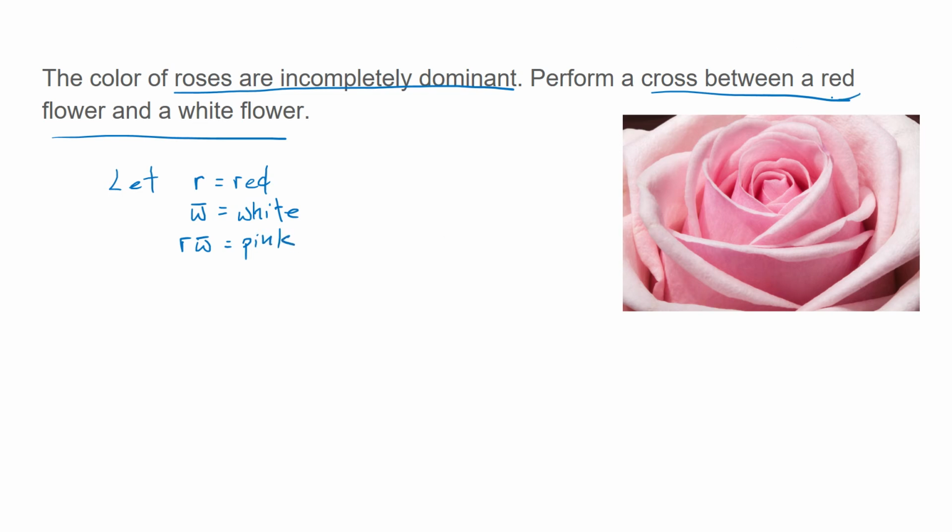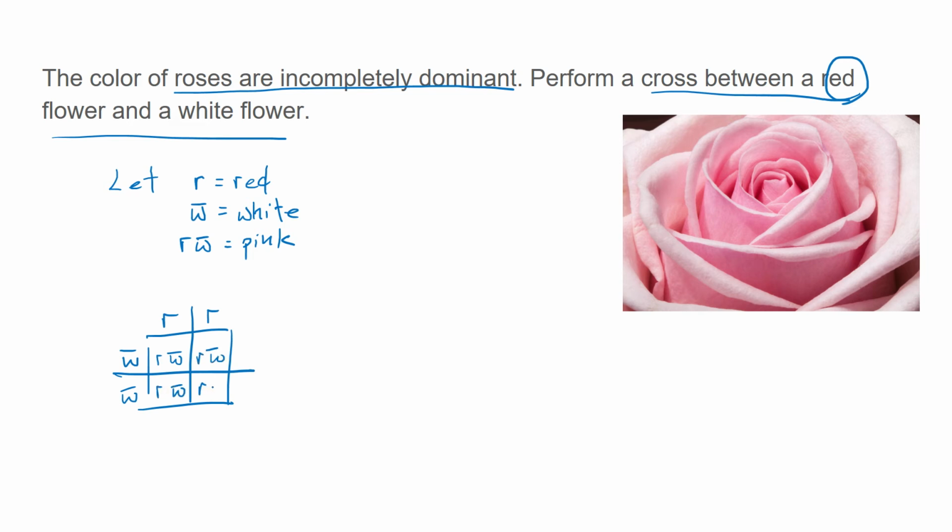So let's do a cross between a red flower and a white flower. Well, there's only three possible combinations, RR, RW, or WW, right? RW is pink, WW is going to be white, so RR must be red. So to make a red flower, we're going to do RR. And a white flower, that must be WW. So everybody's going to be RW.